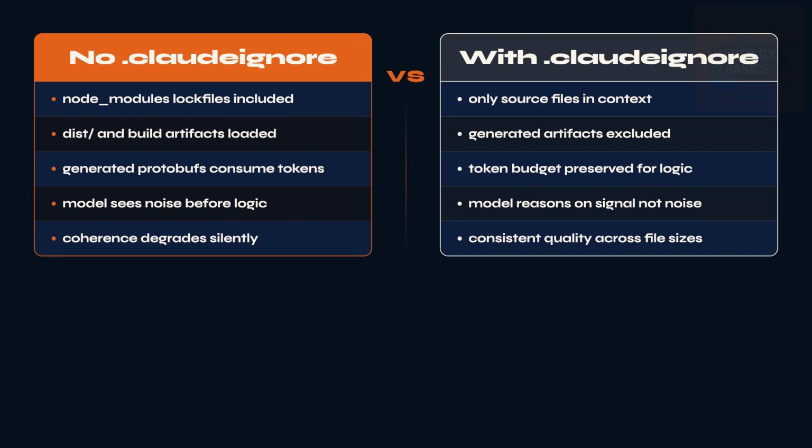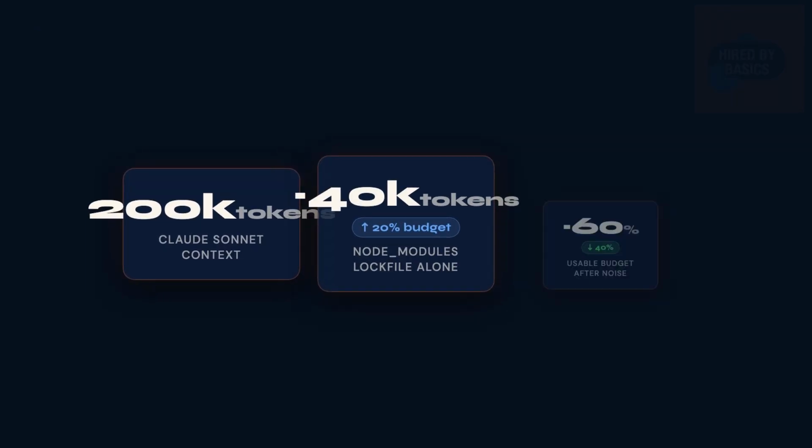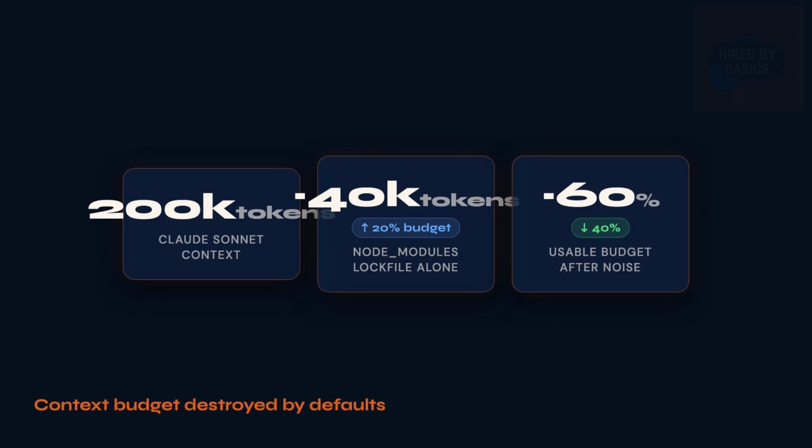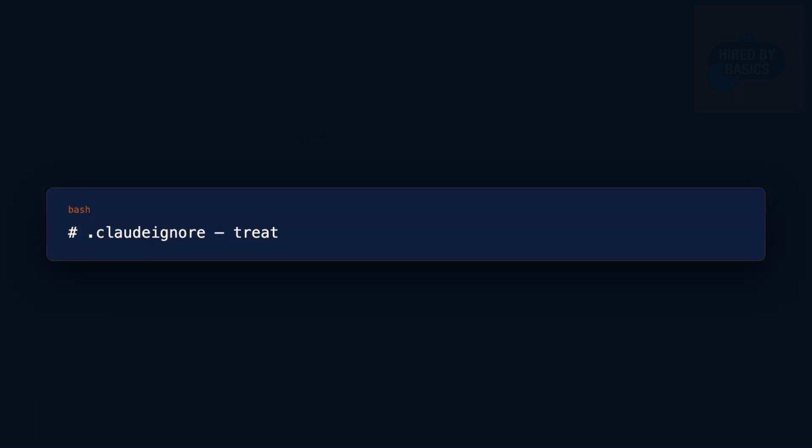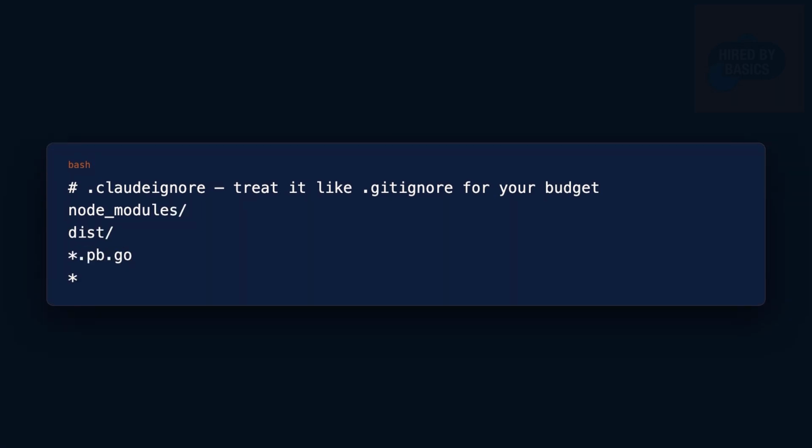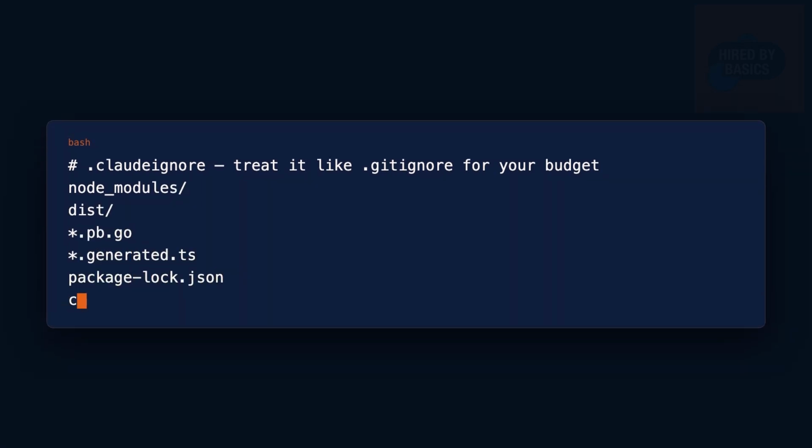The mistake engineers make is treating context like RAM with swap. It isn't. When you ignore .claudeignore and leave in your node modules, lock files, your dist folder, your auto-generated protobuf stubs, you're burning that budget on noise. The model doesn't know those files are irrelevant. It weighs them. So by the time it gets to your actual logic, it's working with a fractured picture. Fix this now. Audit what's in your tree, write a .claudeignore that mirrors your .gitignore plus generated artifacts, and treat every kilobyte of context like it costs you reasoning quality, because it does.